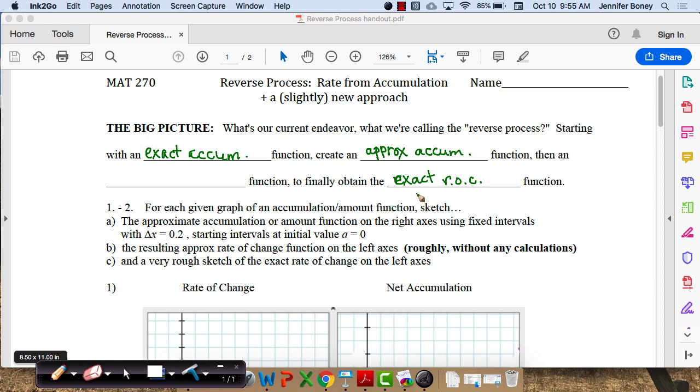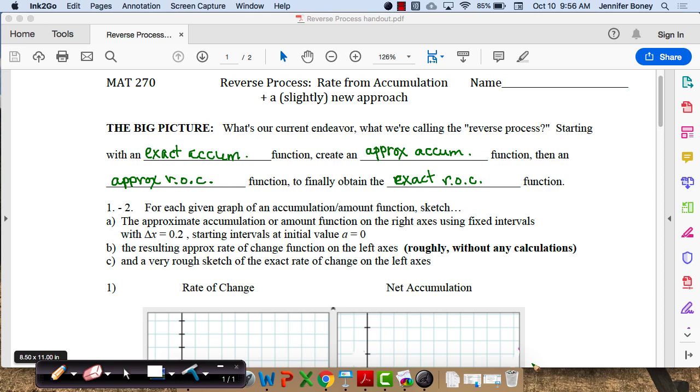And once we have that approximate accumulation function that has straight line segments at different angles, different slopes, visually speaking, we can find the rate of change of each of those line segments and think about that as being, since it approximates this exact accumulation, then the rate of change of each of those segments approximates the rate of change of the actual function. So we get an approximate rate of change function, which would be our step functions. One value for a little while at a time, and eventually we can get an exact rate of change function from that.